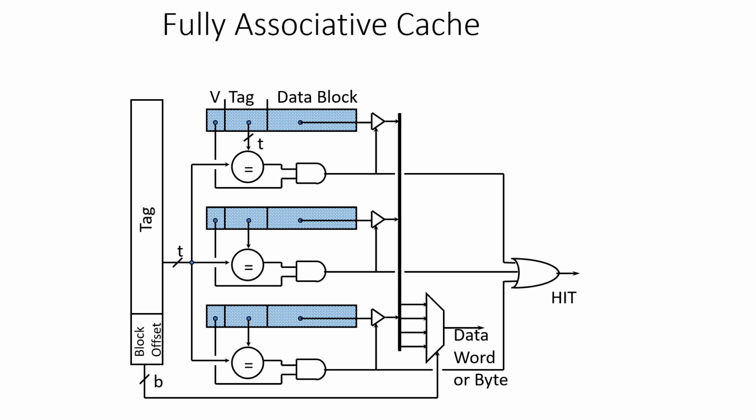In the fully associative cache, there is no index, and we need to compare the tag of all cache lines simultaneously. This is impracticable for all but very small caches, and is therefore used only for specialized purposes.